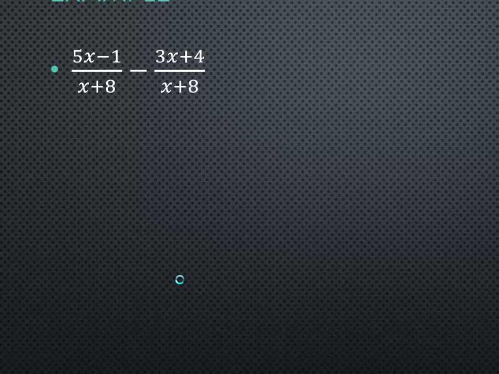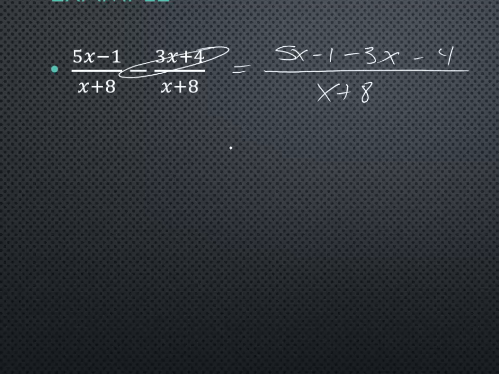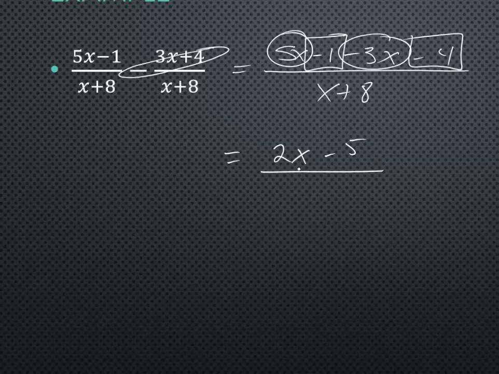Okay. Next example. Pretty much. Are the denominators the same already? Yes, they are. So since they are, all we need to do is just add across the numerator because our denominators are the same. So we're going to have 5x minus 1 minus 3x and then minus 4 over x plus 8. So then add your like terms. So 5x minus 3x is going to be 2x. And negative 1 plus negative 4 is negative 5 over x plus 8. And that's it.